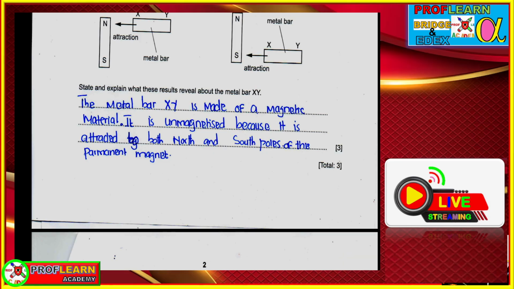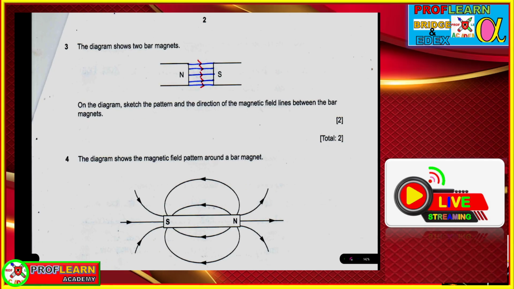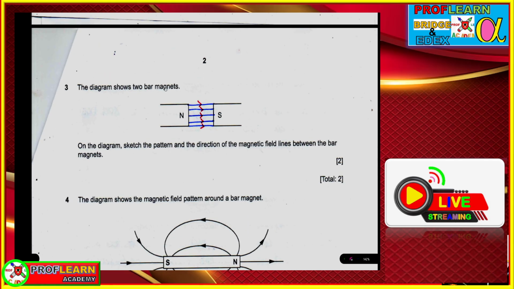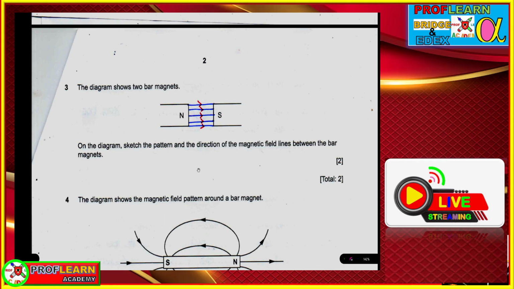Moving to the next part, the next question says the diagram shows two bar magnets. We have a north pole and a south pole. Then we are supposed to sketch the magnetic field. Remember, magnetic fields usually point from the north to the south. So you are to draw straight lines like this, and then you put arrows which will indicate the direction of the magnetic fields.